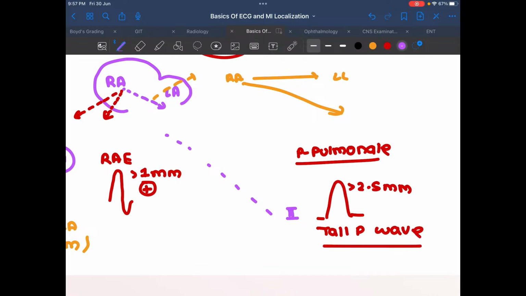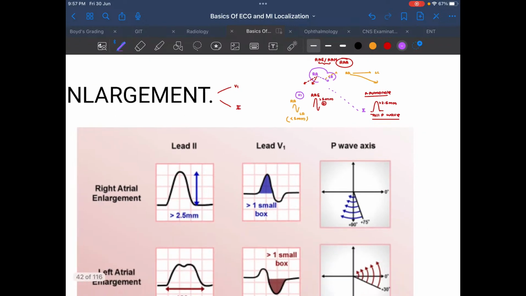Why is it known as P pulmonale? Because most of these patients usually have cor pulmonale or COPD. Because of this, right atrial enlargement occurs in those patients, that is why it's known as P pulmonale. Okay? So let's just see what we discussed.